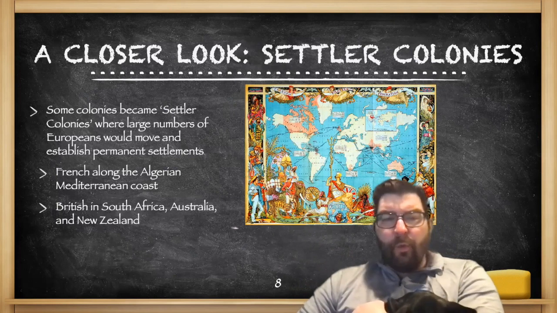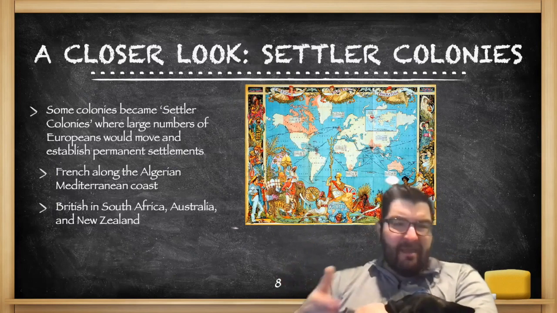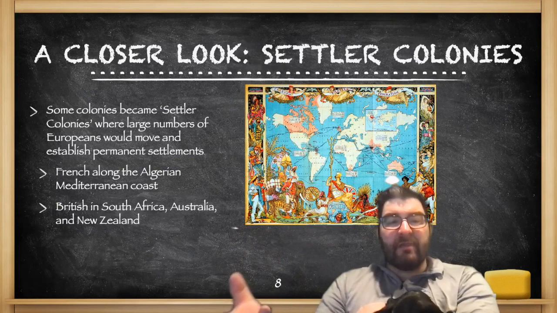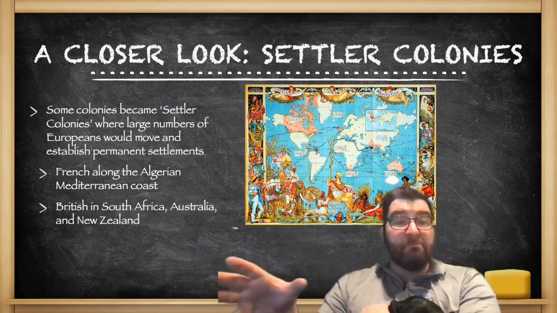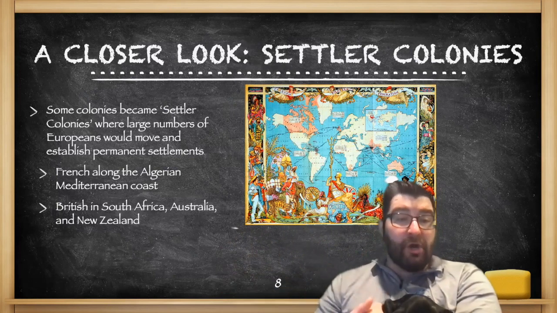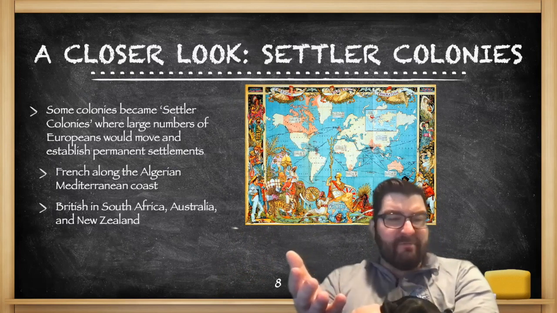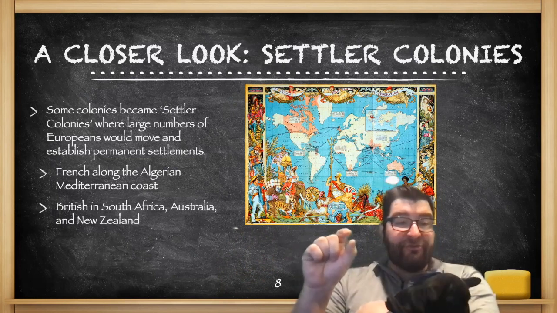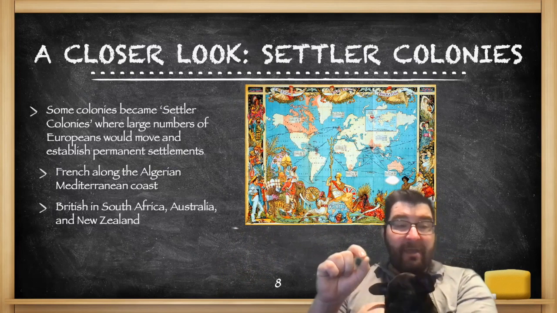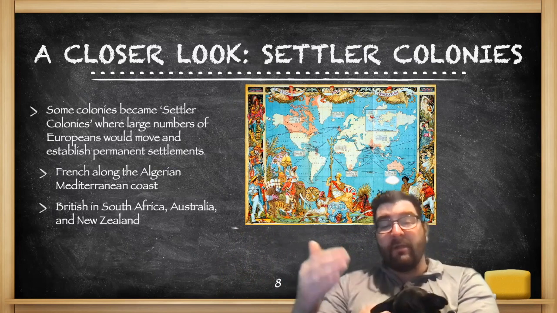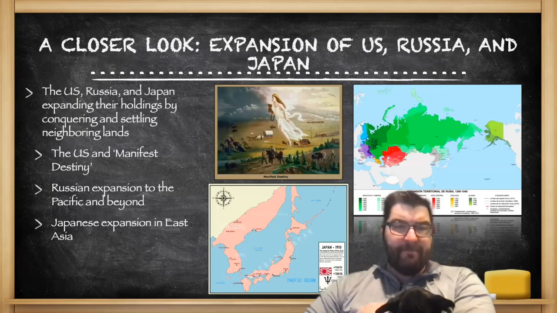Some colonies around the world became known as settler colonies. These would be places that would experience large numbers of Europeans moving to them to establish permanent settlements. A couple examples of these would be the French along the Algerian Mediterranean coast, and the British moving to South Africa, Australia, or New Zealand.